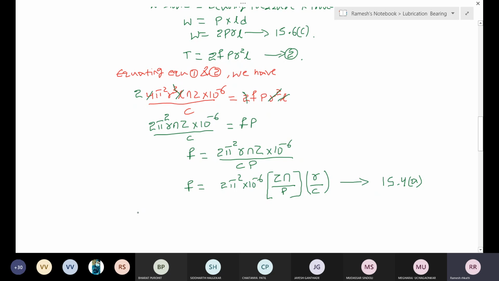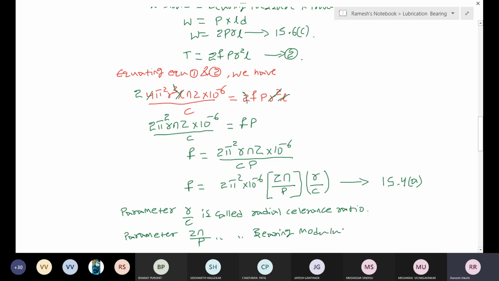Here I will write where the parameter R by C is called the radial clearance ratio, and the other parameter, that is ZN divided by bearing pressure, is called the bearing modulus, and this is represented by capital C. This is the required Petroff equation for the lightly loaded journal bearing.